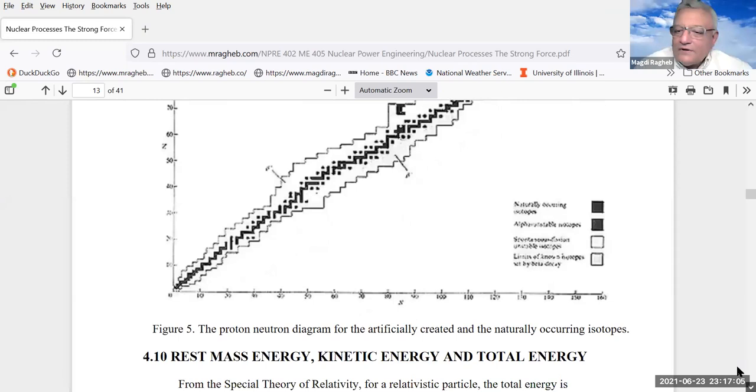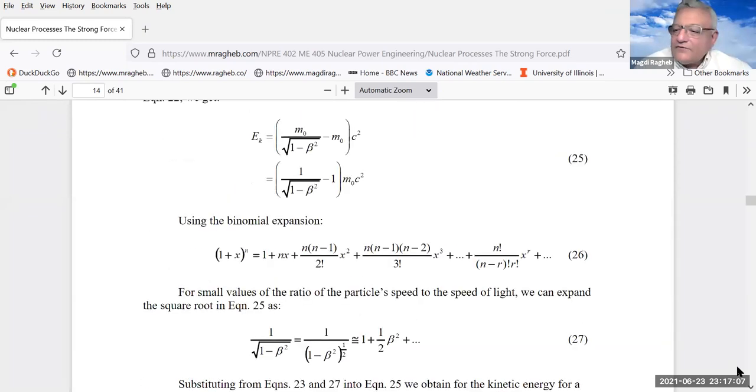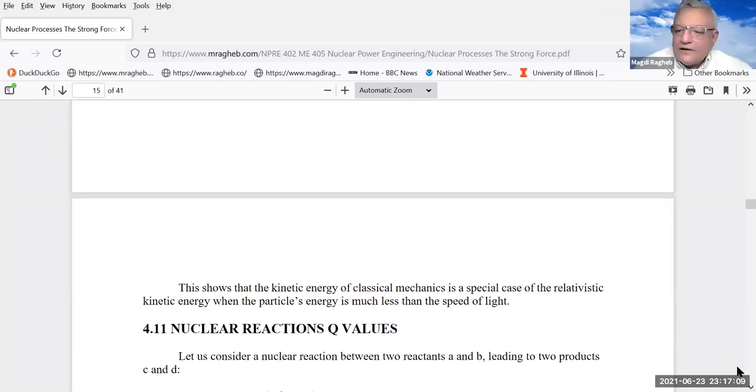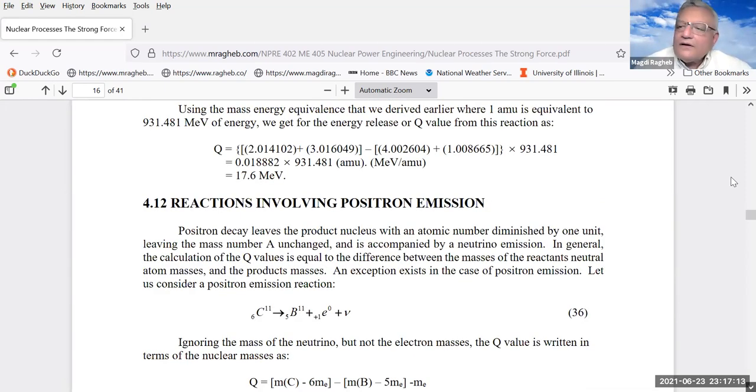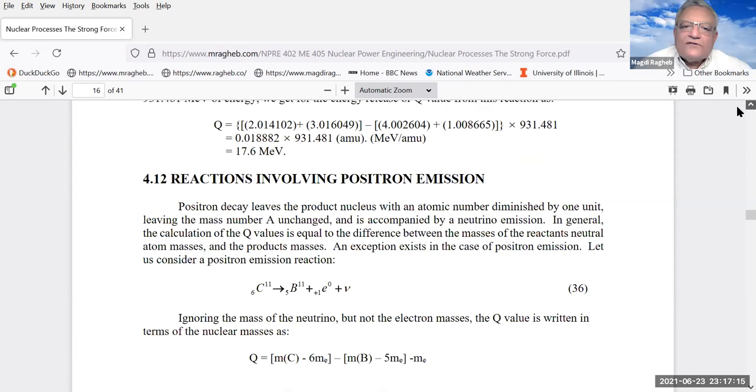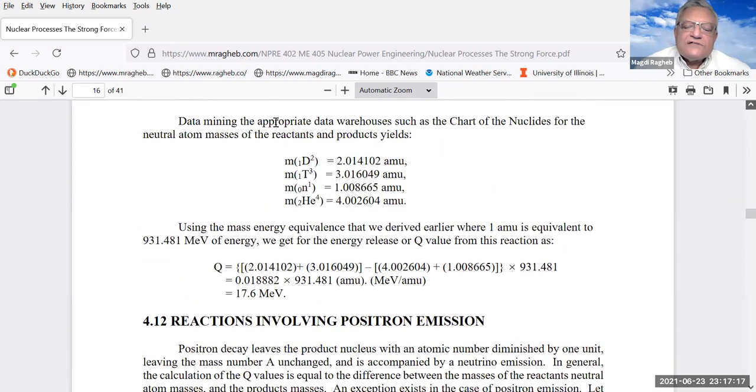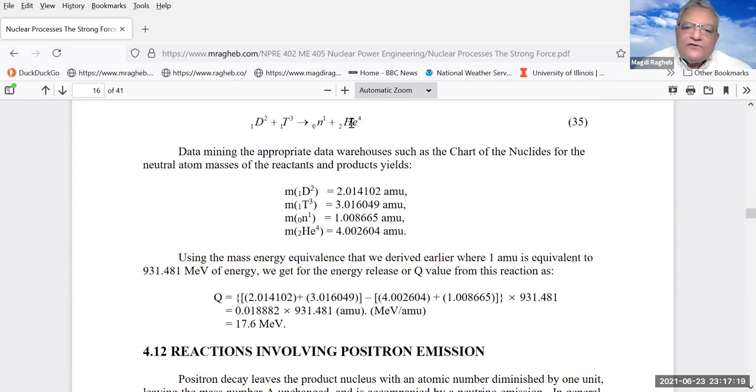We have looked already at that material last time, so I'm going to the calculation of the Q values. Notice that in the calculations that we carried out, say for the DT reaction, D plus T giving us a neutron plus an alpha particle, these are called binary reactions, with the masses on the left hand side and on the right hand side.